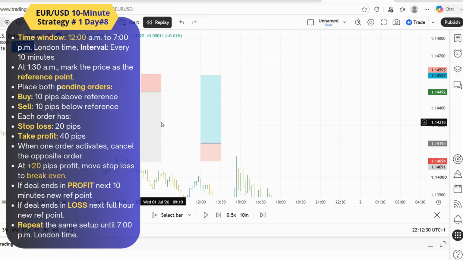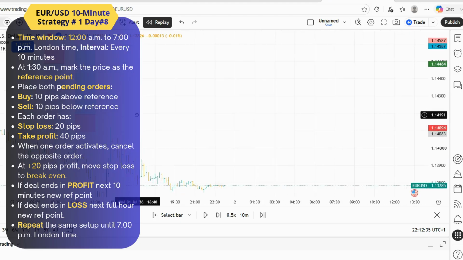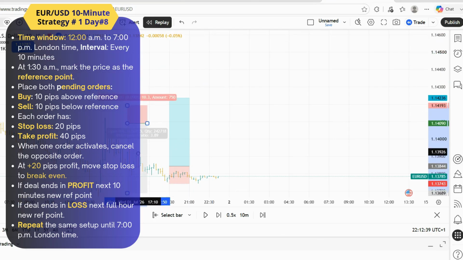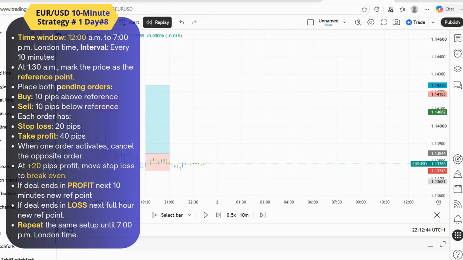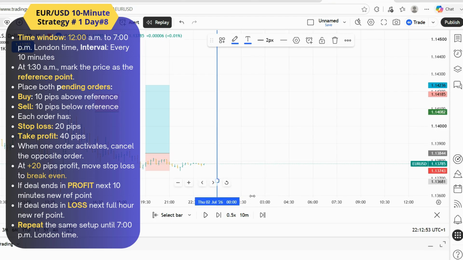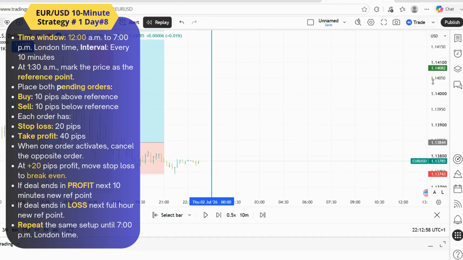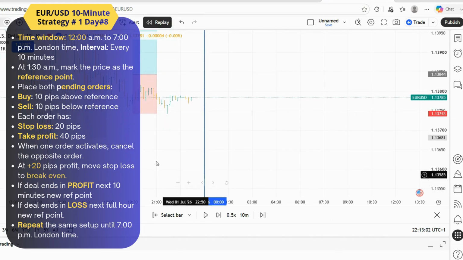Both templates are initially created with a 40 pip take profit target and a 10 pip stop loss. However, strategy number 1 requires a 20 pip stop loss. So after cloning the orders, we adjust both stop losses from 10 pips to the required 20 pip distance. The final order structure is therefore a pending buy order positioned 10 pips above the reference point, a pending sell order positioned 10 pips below the reference point. Each order has a 20 pip stop loss and a 40 pip take profit target.